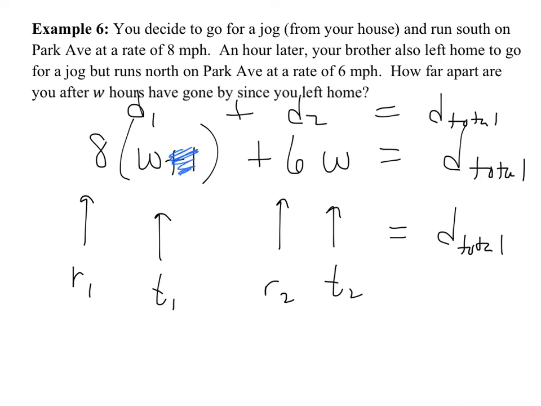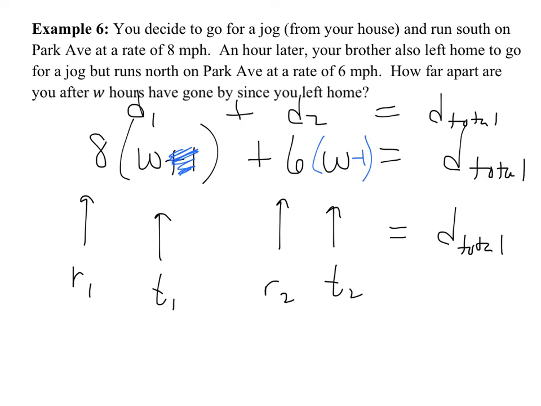But your brother is still leaving an hour later. So your brother, his time is W minus 1. Okay, again, this needs to be 8W. This needs to be 6 times the quantity W minus 1. There actually is a difference in the answer. There is a very big difference. You'll notice a positive negative difference in one of the terms of the final answer.